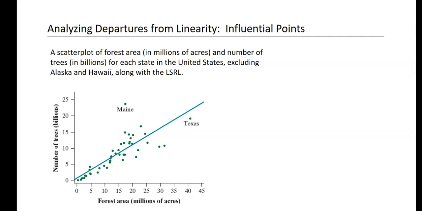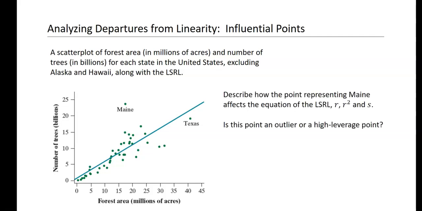So this one, a scatter plot of forest area and number of trees in each state in the United States, excluding Alaska and Hawaii, along with the least squares regression line. Wow, so I see some interesting points there, Texas and Maine. Describe how the point Maine affects the least squares regression line.